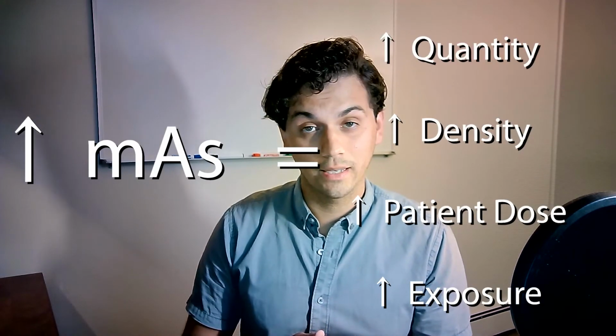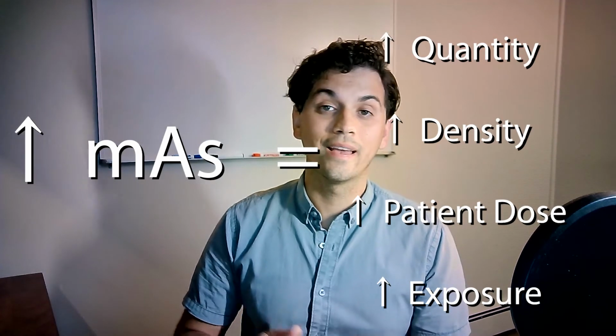Now there are other similar ways to say this. If you get a question on a workbook or something, it might say something about how mAs directly affects your density, or your patient dose, or your exposure. All of those things are correct. Each of these terms mean slightly different things, but they all go hand in hand. If you double your mAs, you double your quantity, your density, your patient dose, and your exposure to the image. It's important to note that other technical factors can also affect these same outcomes, but none directly the way that mAs does. So you can still say that mAs controls quantity.